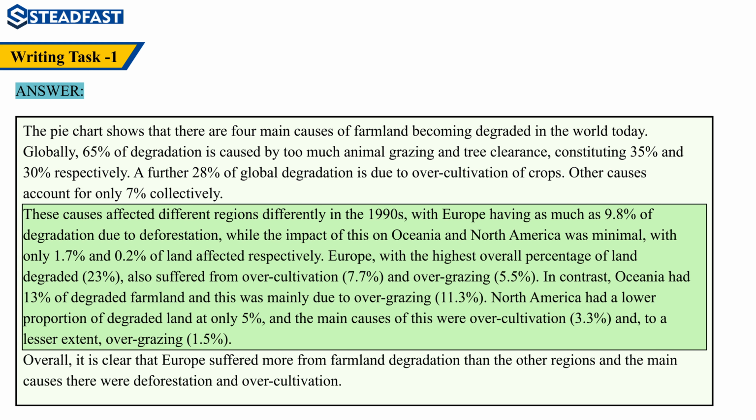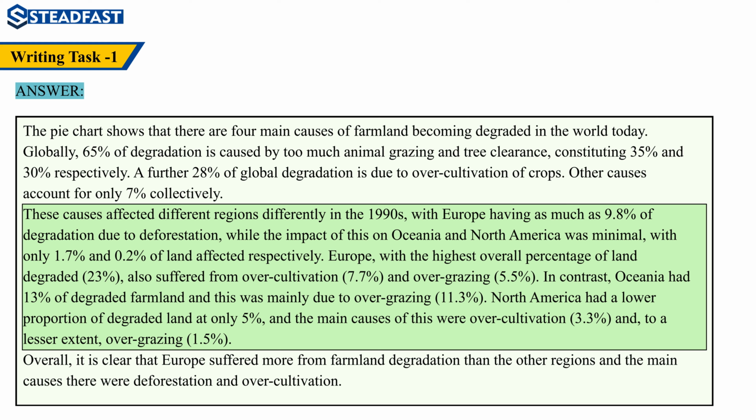These causes affected different regions differently in the 1990s, with Europe having as much as 9.8% of degradation due to deforestation, while the impact of this on Oceania and North America was minimal, with only 1.7% and 0.2% of land affected respectively. Europe, with the highest overall percentage of land degraded, 23%, also suffered from overcultivation, 7.7%, and overgrazing, 5.5%.